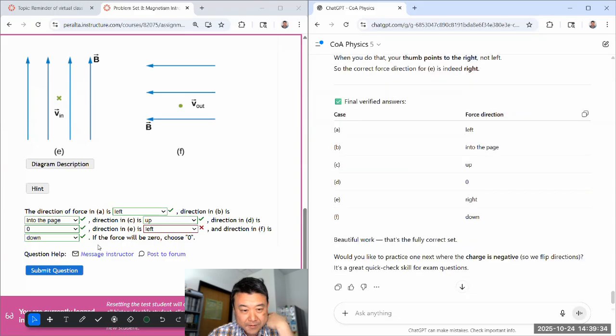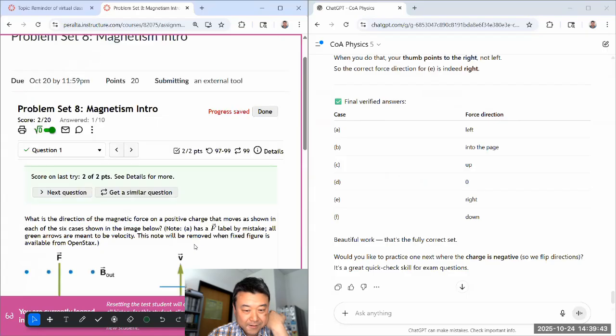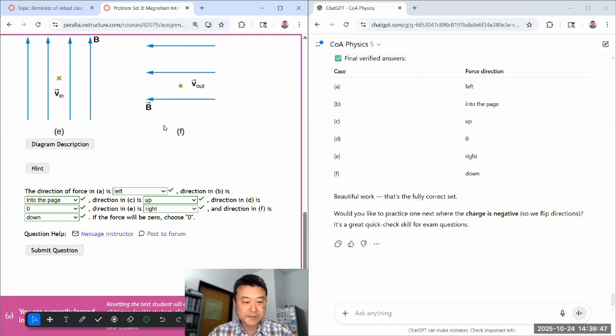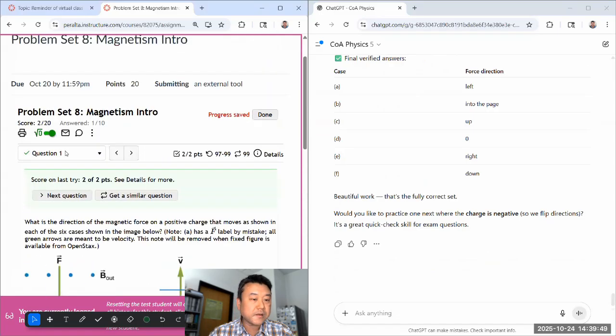Reanalyze. Okay, let's see. Left into the page, up. Well, yeah, third time's the charm. I think it's got everything right this time. Yeah, good. Well, let me move on.